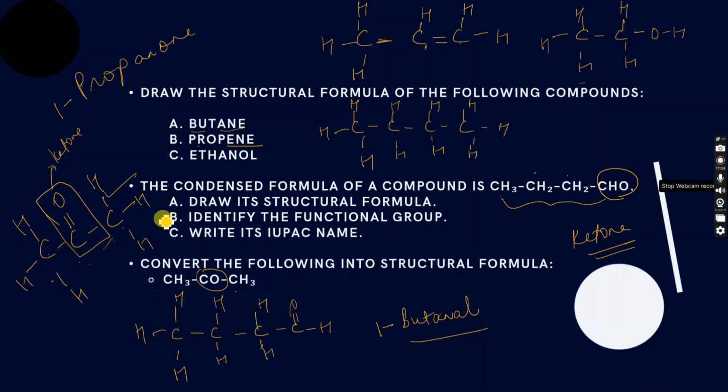I hope with these questions you are now able to draw the structural formula as well as the condensed formula for the various organic compounds that we have studied. I hope it is clear for you all. Practice more so that you will be able to learn. Here, the condensed formula for a ketone, you can write CH3, CO, CH3. That is also correct if you write the condensed formula without the bonds.